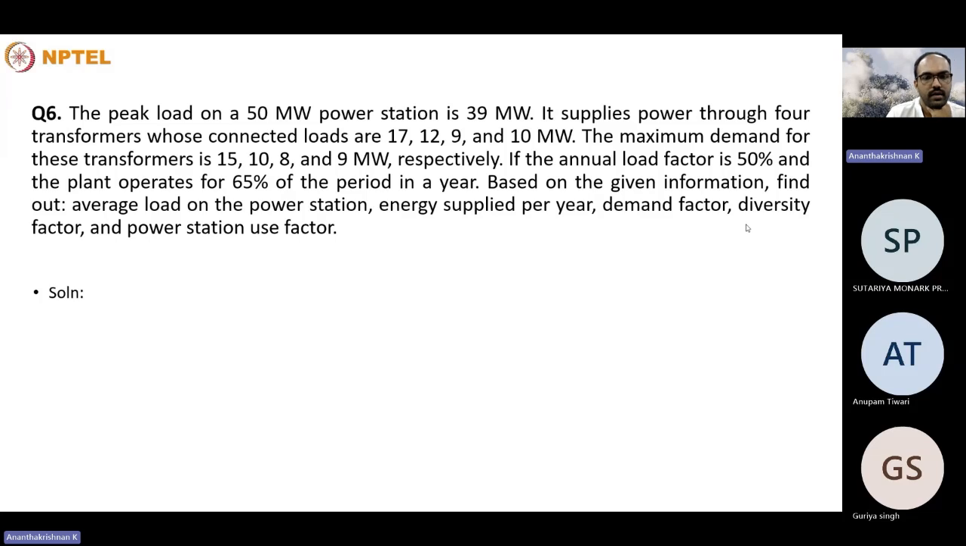So hope you had an opportunity to look into the question. I'll read through it. The peak load on a 50 megawatt power station is 39 megawatt. It supplies power through four transformers whose connected loads are 17, 12, 9, and 10 megawatt. The maximum demand for these transformers is 15, 10, 8, and 9 megawatt respectively. If the annual load factor is 50% and the plant operates for 65% of the period in a year, based on the given information, find out the average load on the power station, energy supplied per year, demand factor, diversity factor, and the power station use factor.